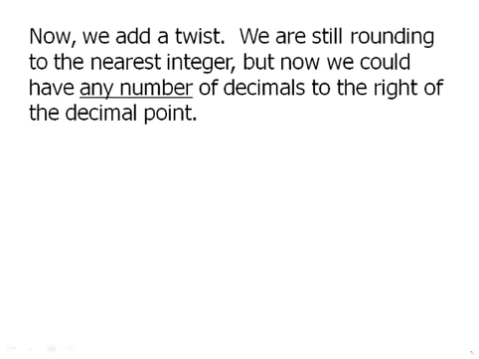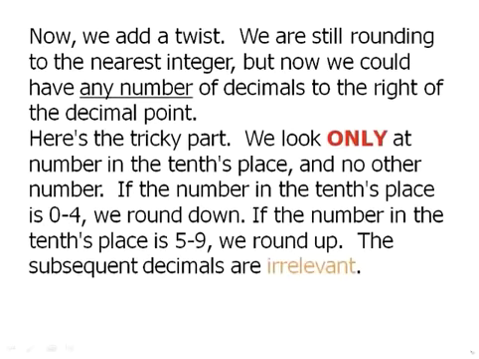Now we add a twist. We are still rounding to the nearest integer, but now we could have any number of decimals to the right of the decimal point. Here's the tricky part. We look only at the number in the tenths place and no other number. If the number in the tenths place is 0 to 4, we round down. If the number in the tenths place is 5 through 9, we round up. The subsequent decimals, anything beyond the tenths place, is absolutely irrelevant.